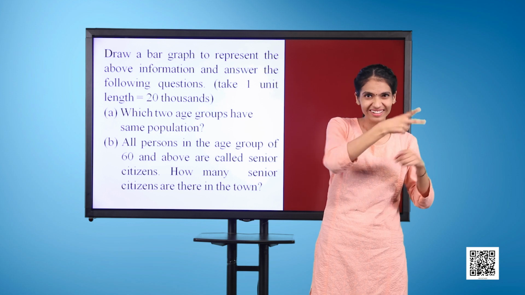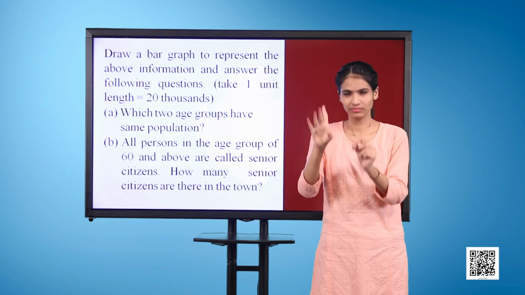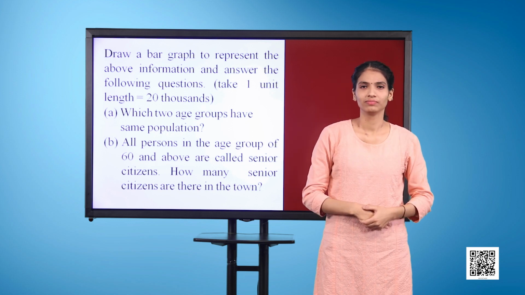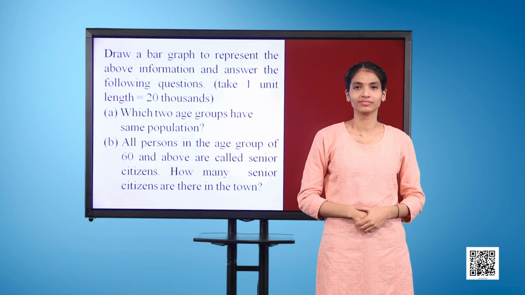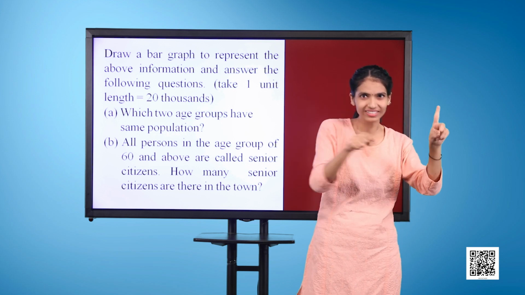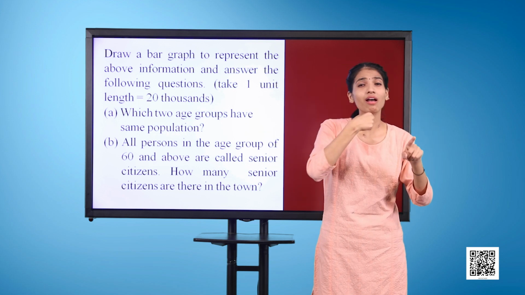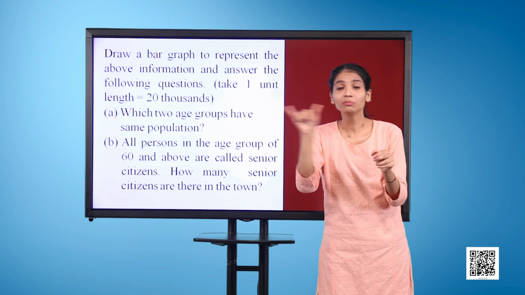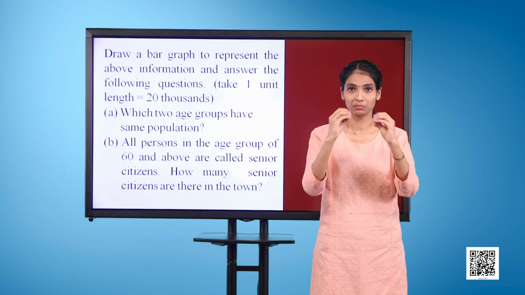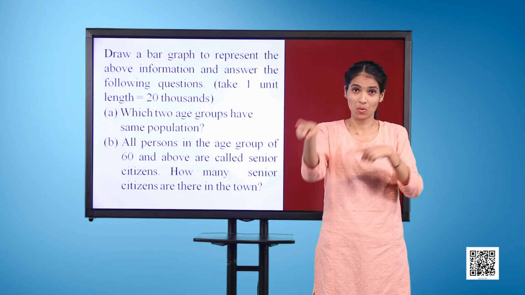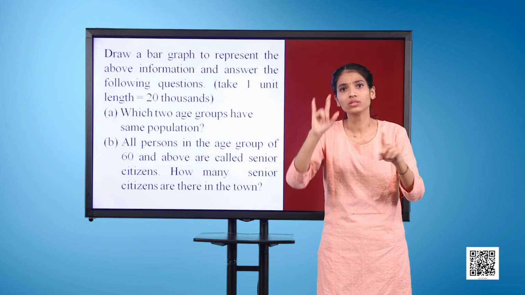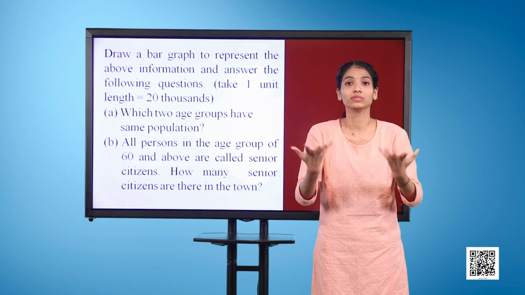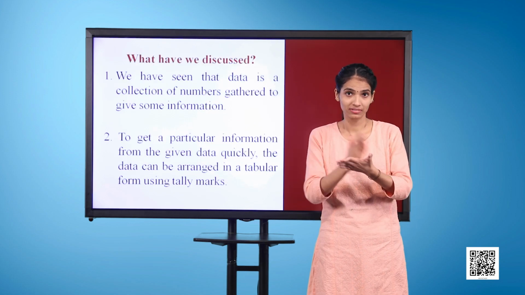Draw a bar graph to represent the above information and answer the following questions. Take 1 unit length equal to 20,000. A. Which 2 age groups have same population? B. All persons in the age group of 60 and above are called senior citizens. How many senior citizens are there in the town? Page 204.